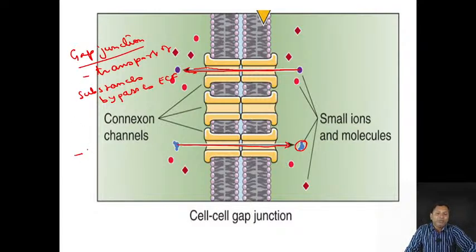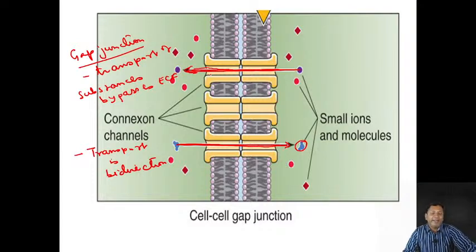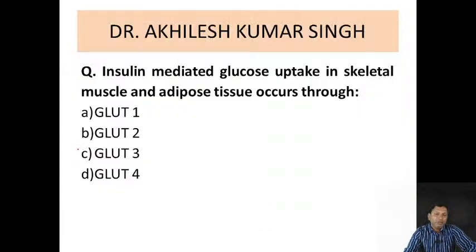So ECF is bypassed here, number one thing. Number two thing, this transport is bidirectional. Bidirectional means what? This can happen in both directions. It can move from one cell to the other cell, and it can move from the other cell to the first cell. So it is bidirectional. So remember these two things about the gap junction also. Right. So now let us look at another question here which was asked in the exam.